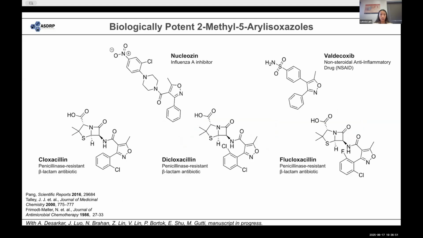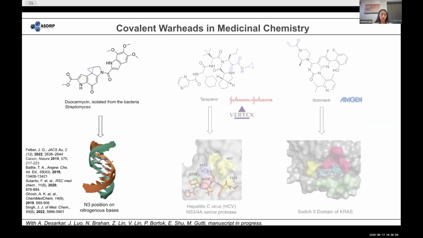And these are also seen in nucleosin, an influenza A inhibitor, as well as valdecoxib, an NSAID. So moving on to covalent warheads, these have showcased tremendous success within medicinal chemistry due to their ability to form irreversible covalent interactions through the creation of these covalent bonds. And duocarmycin, which is isolated from a bacteria, is a DNA alkylating agent that binds to the minor groove on DNA and prevents DNA replication.